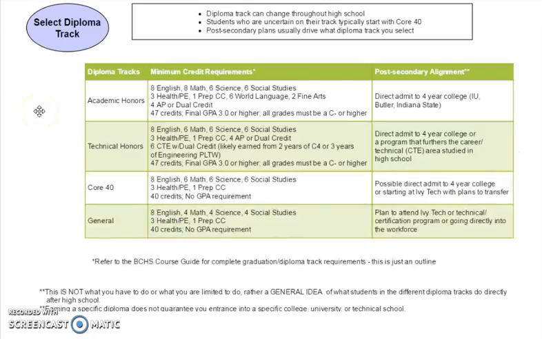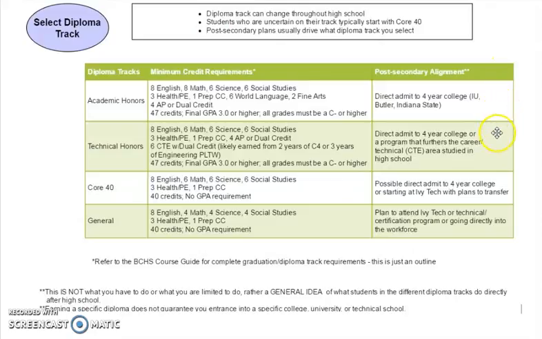There are 4 different diploma tracks students can choose from: Academic Honors, Technical Honors, Core 40, and General. Each diploma track has different requirements. They are briefly outlined here, but I would encourage you all to look at the full diploma requirements in the course guide.